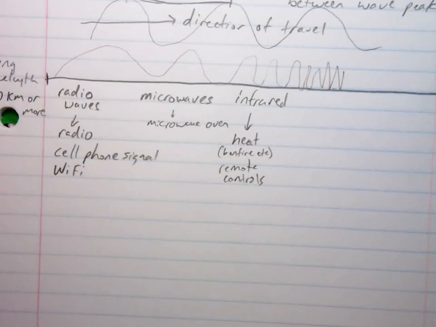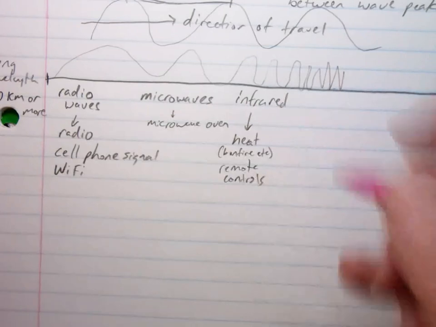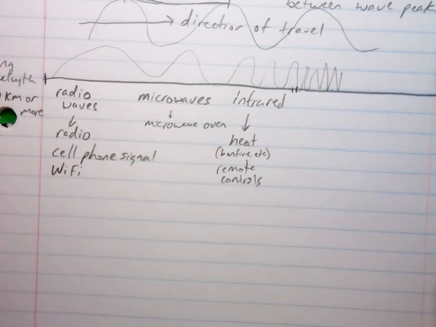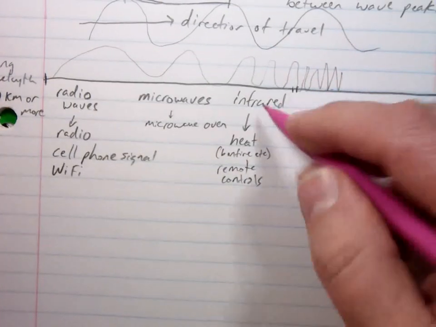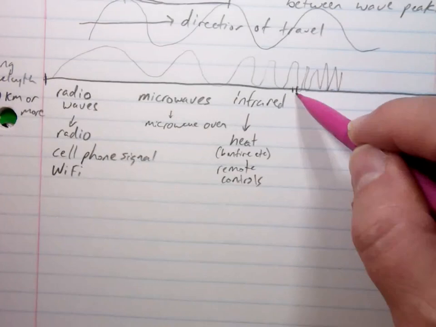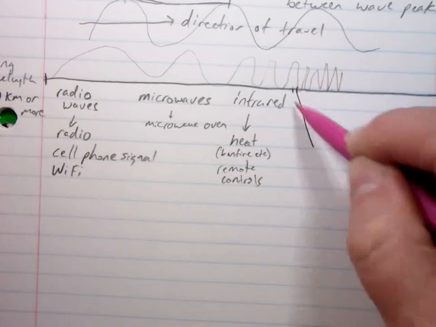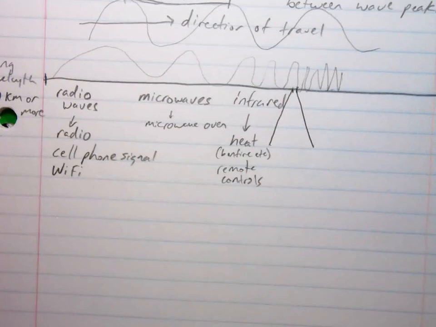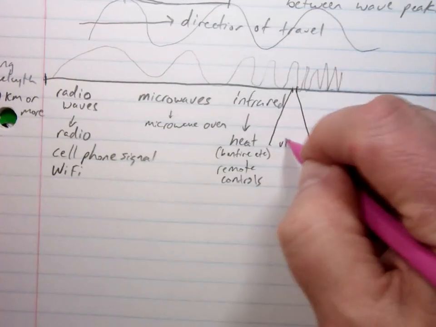So those are the first three types. Now I want you to put this tiny, tiny little sliver in here. These guys all have a pretty good range, okay? But what we're about to do right here, not a very big range. This is known as visible light.